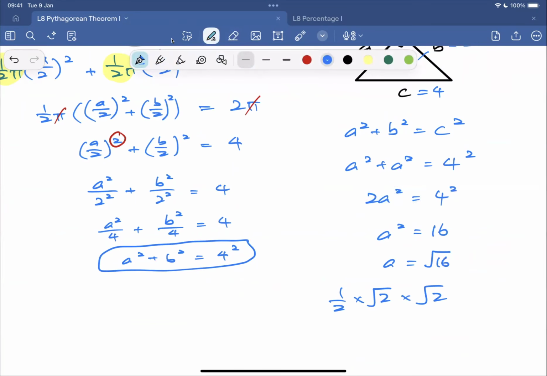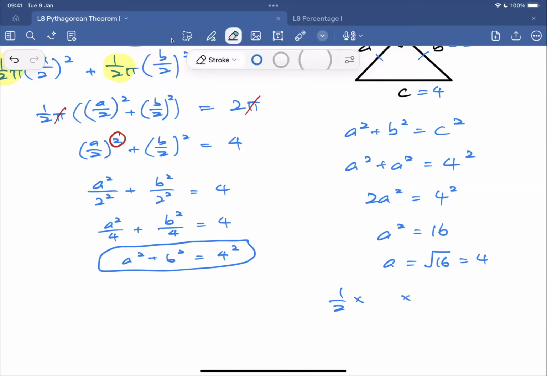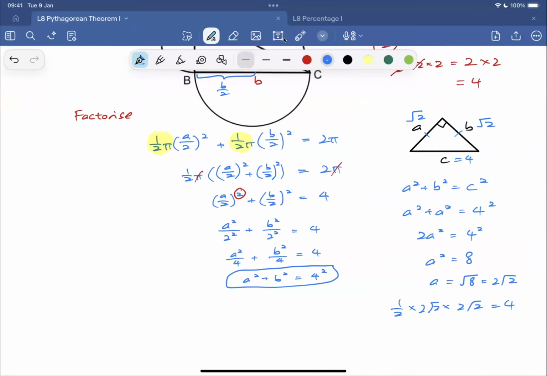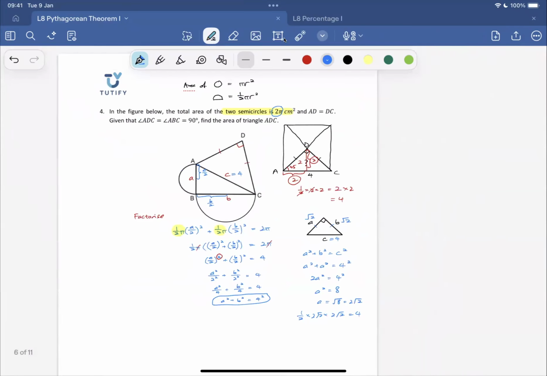So square root 16 equals to 4. So half times A square, B square, C square. Sorry, this is 8. Divide by 2 is 8. So square root 8 equals to 2 root 2. Okay, so that's how Breven did it. Now, of course, this is a little bit more complicated, but nonetheless, he's applying Pythagoras theorem, which is not wrong. It's not wrong. Okay?